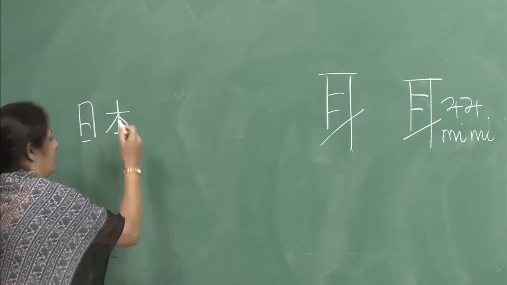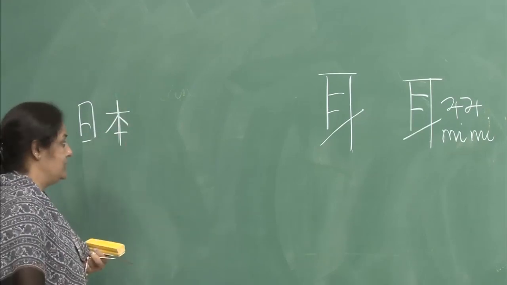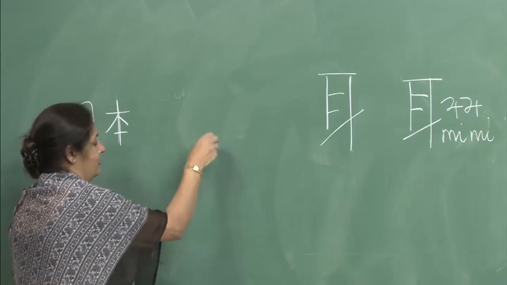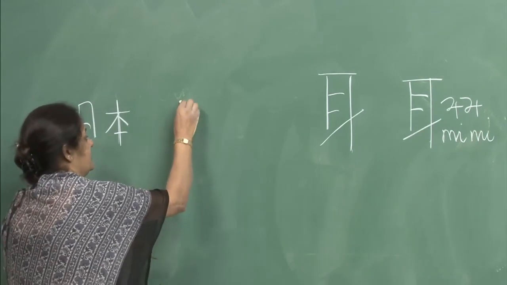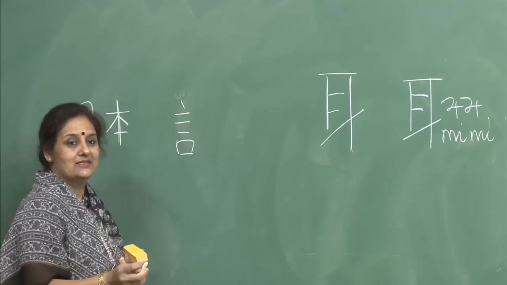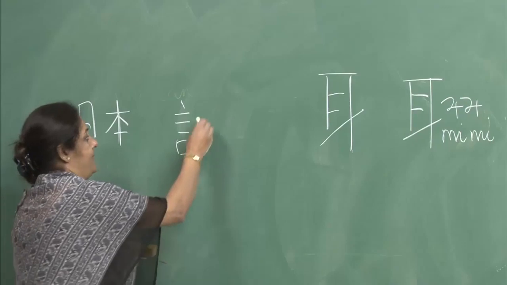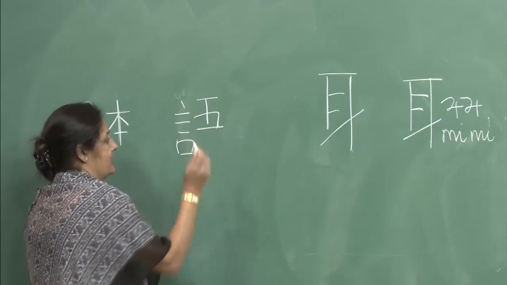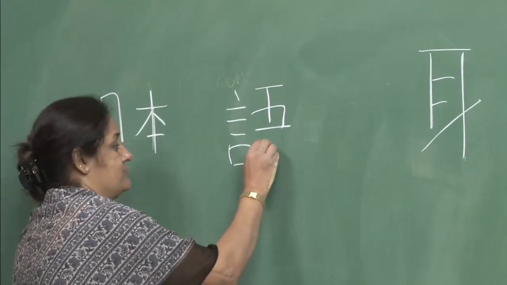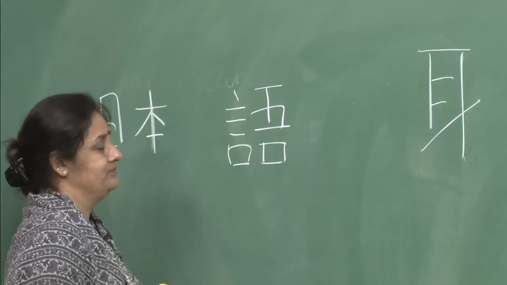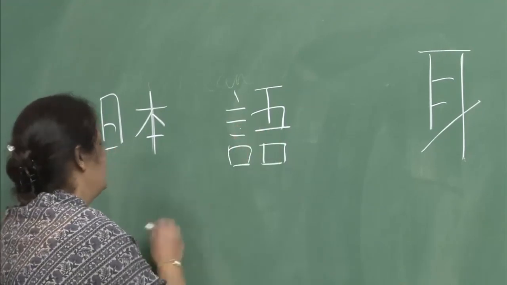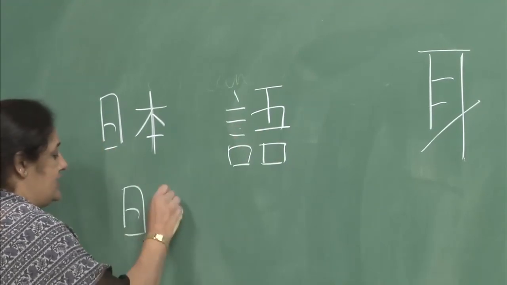Nihon, you already know. Now, go is a combination of some characters. This character over here means to say or to speak. Now, this you have already done: ichi, ni, san, shi and go. And this of course you have also done, which is kuchi. So, Nihon, go. It is like this.